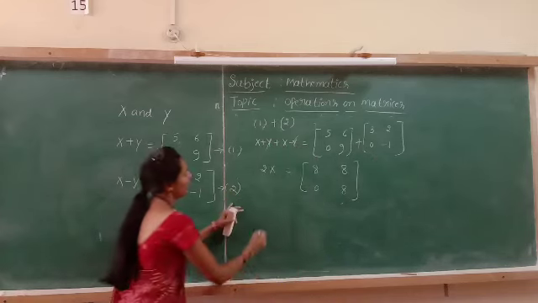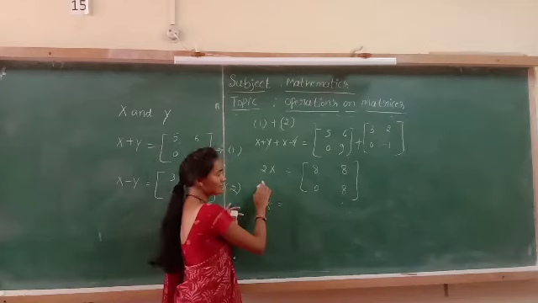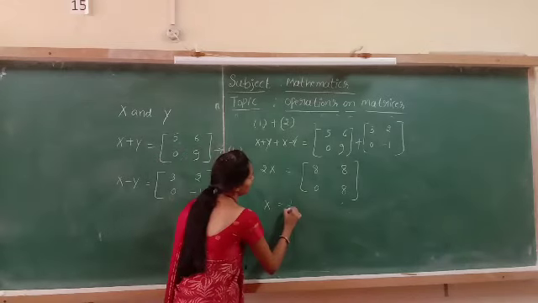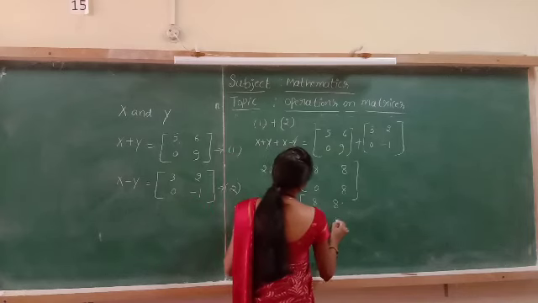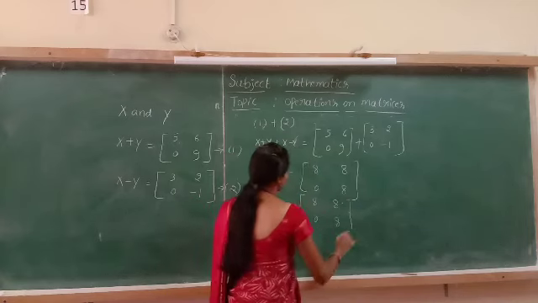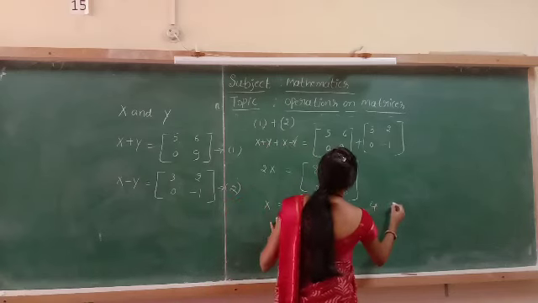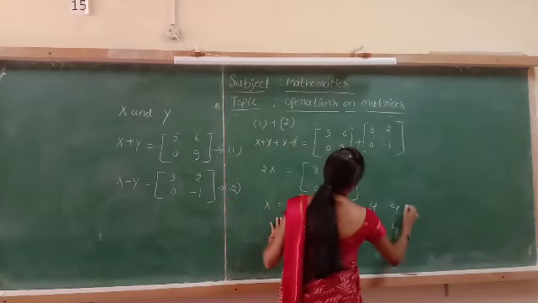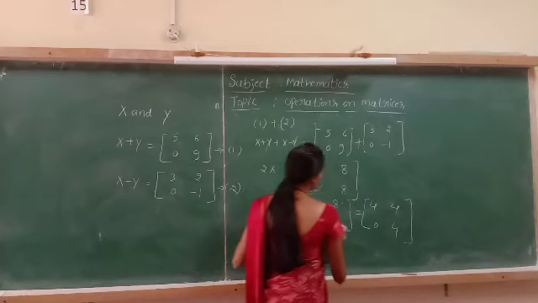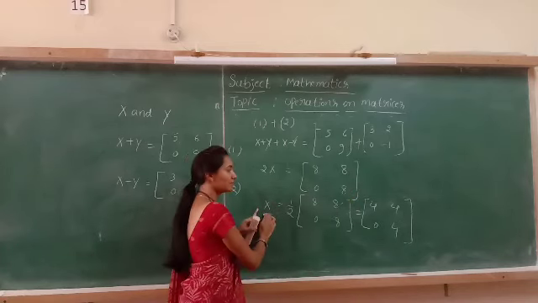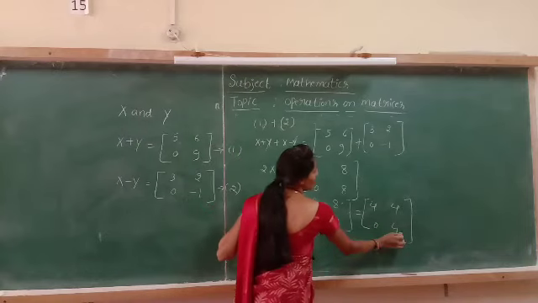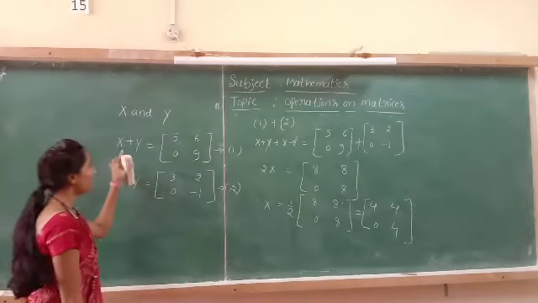Okay, and capital X is equal to, it is a scalar multiplication, that is 1 by 2 times of [8, 8; 0, 8]. The final answer is [4, 4; 0, 4]. So divide this matrix by 2. Then you get the answer for X. Capital X is equal to [4, 4; 0, 4]. It is the value for X.